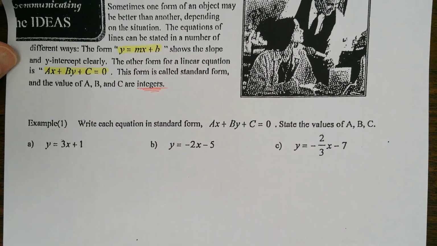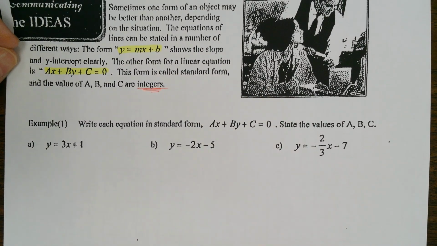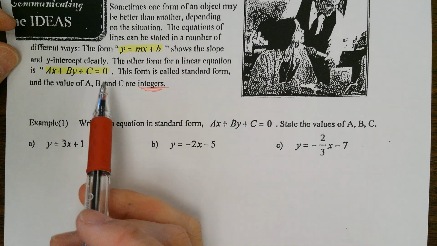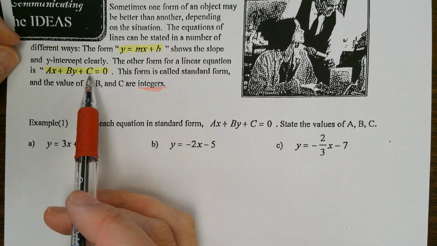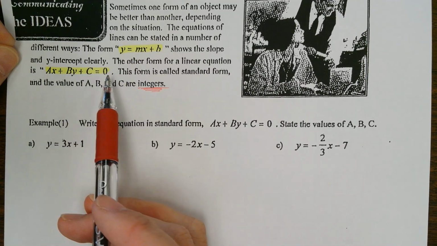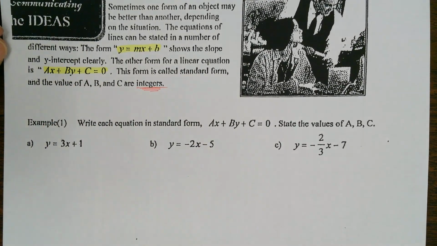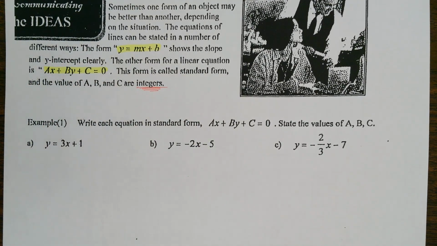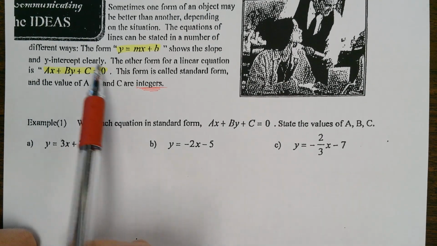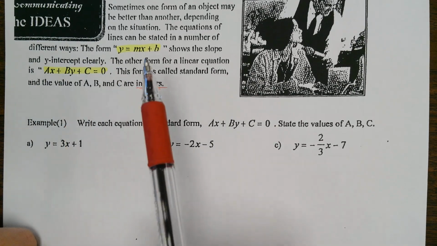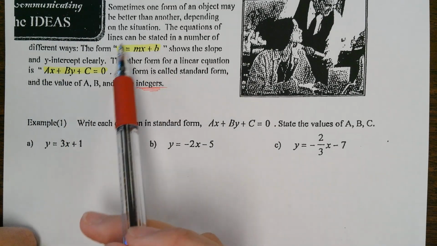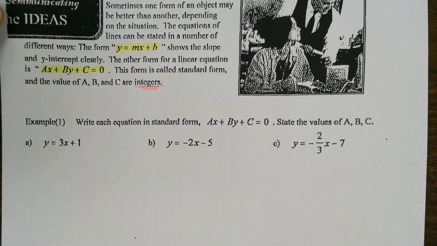Why do they make it two different forms? Well, I would say standard form, you'll need it for grade 10. In grade 10, everything you have to write in standard form, because before you can complete the square or use the quadratic formula, you need to rearrange it to standard form. So that's the purpose of that. In grade 9, we mostly want the slope-intercept form.